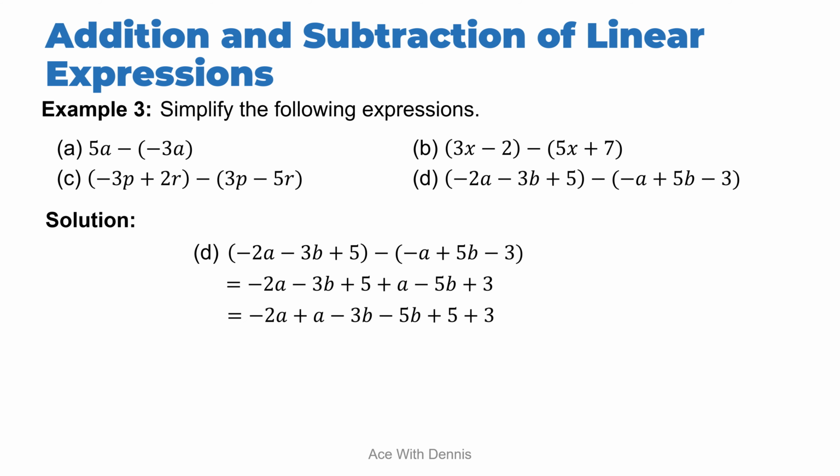Then the like terms are put side by side. We have negative 2a plus a minus 3b minus 5b plus 5 plus 3. Combine the coefficients and the result is negative a minus 8b plus 8.